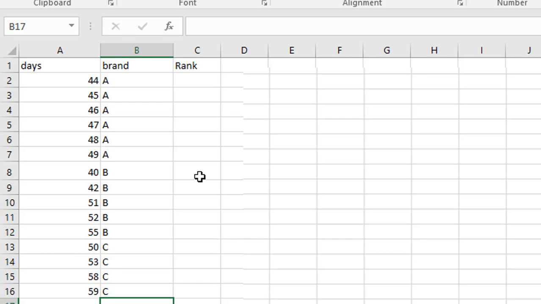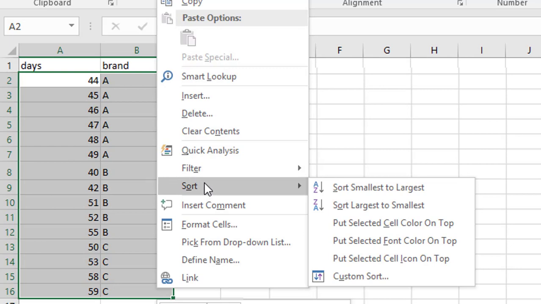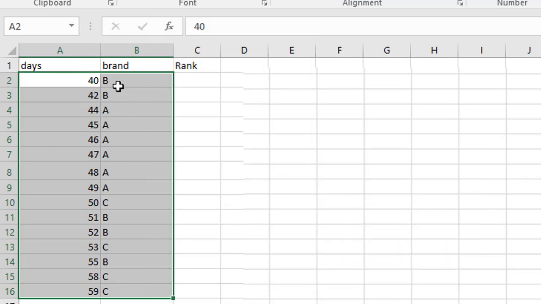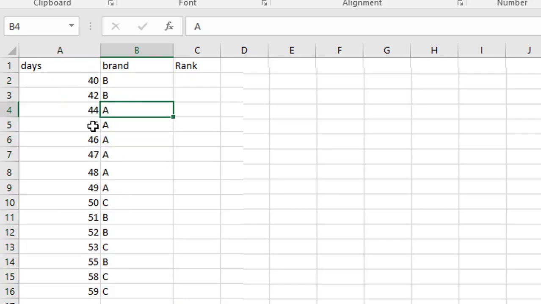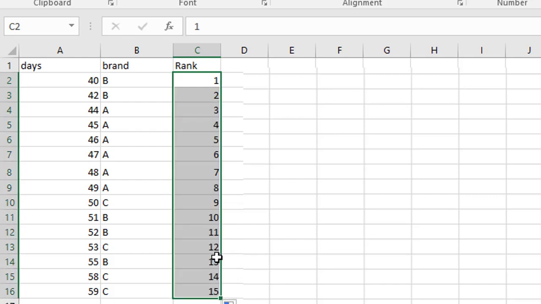But to make things easier, I'll just go ahead and sort these from smallest to largest. We can see that from smallest to largest, each observation is assigned either brand A, B, or C. Now we can go ahead and write the ranks 1, 2, going all the way down up to the number of n's. The number of observations n is 15.